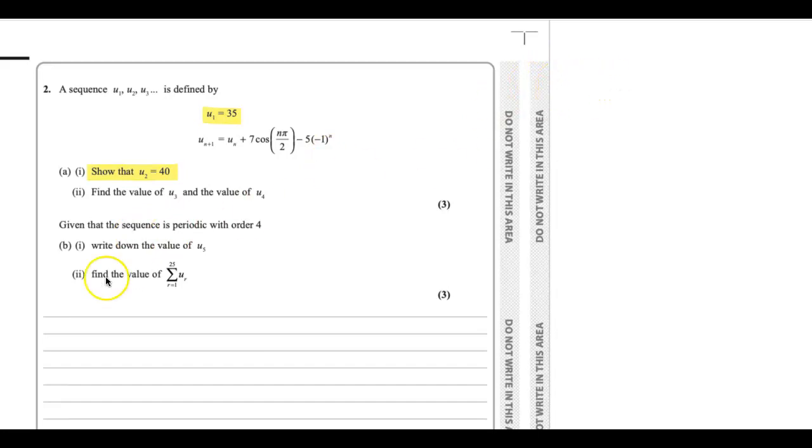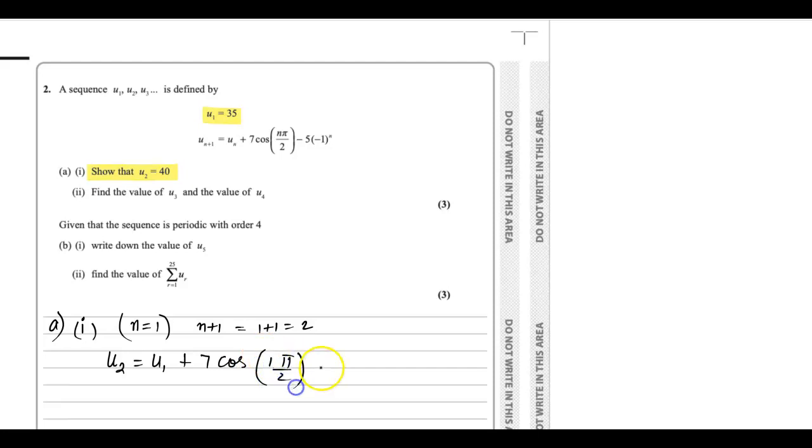So for the first part, because it's asking about u2, we have un plus 1. If we substitute 1 there, n plus 1 would be 1 plus 1, that is 2. That makes sense, right? You are A-level students. So u2 would be u1 plus 7 cos 1 pi by 2 minus 5 minus 1 to the power 1, when we substitute n equals 1.